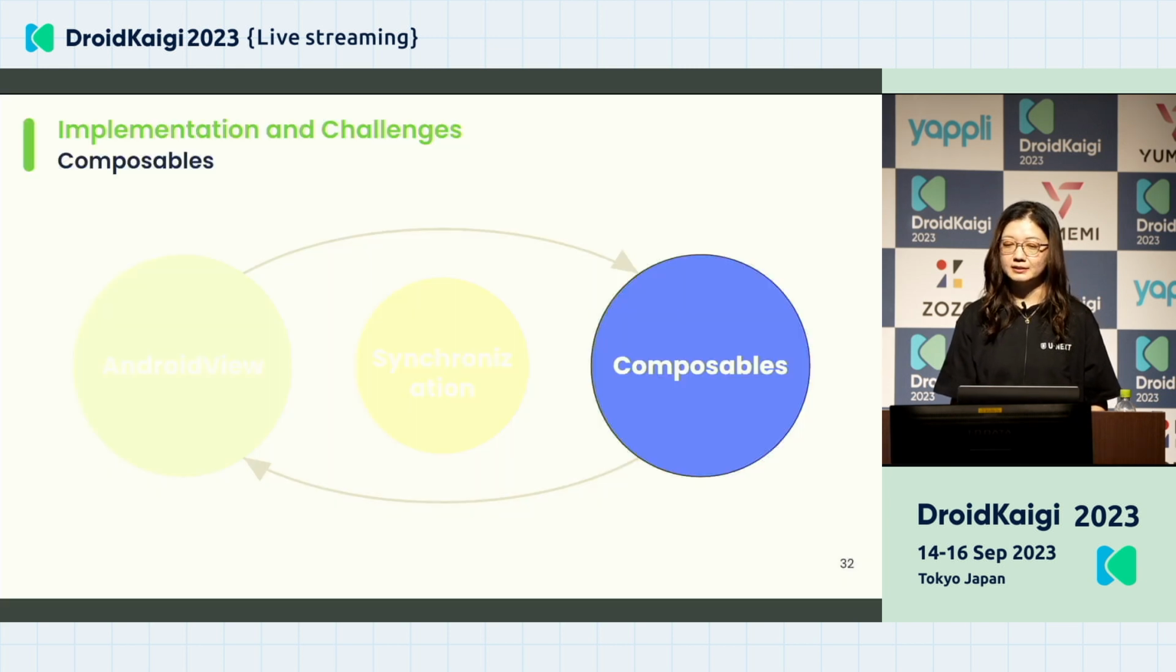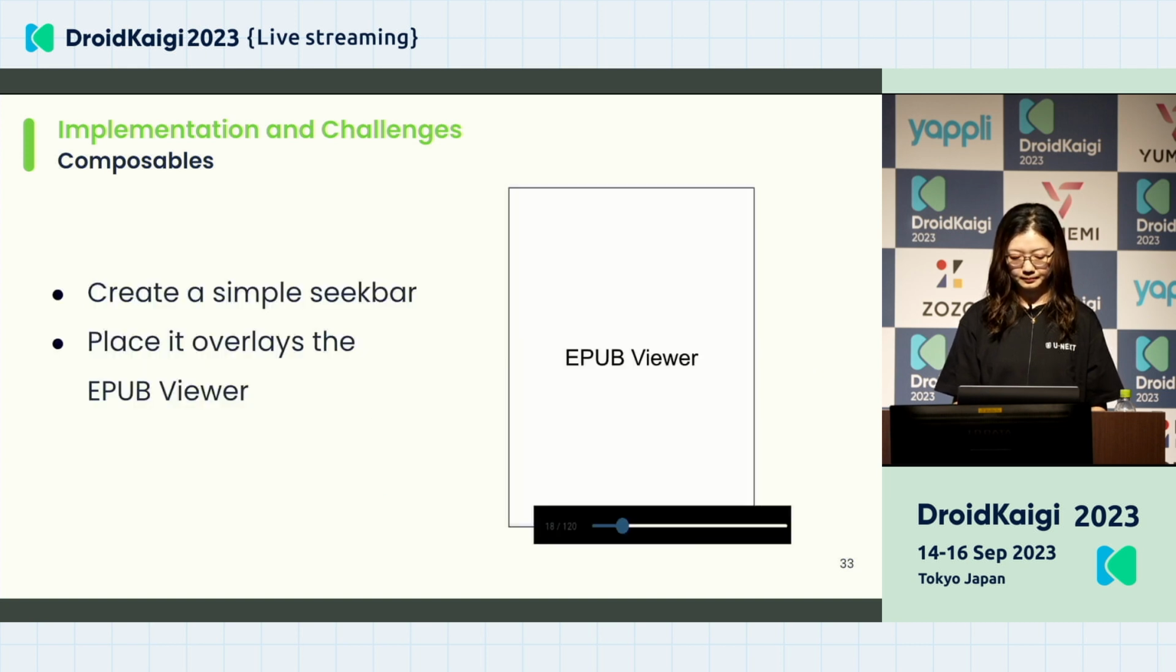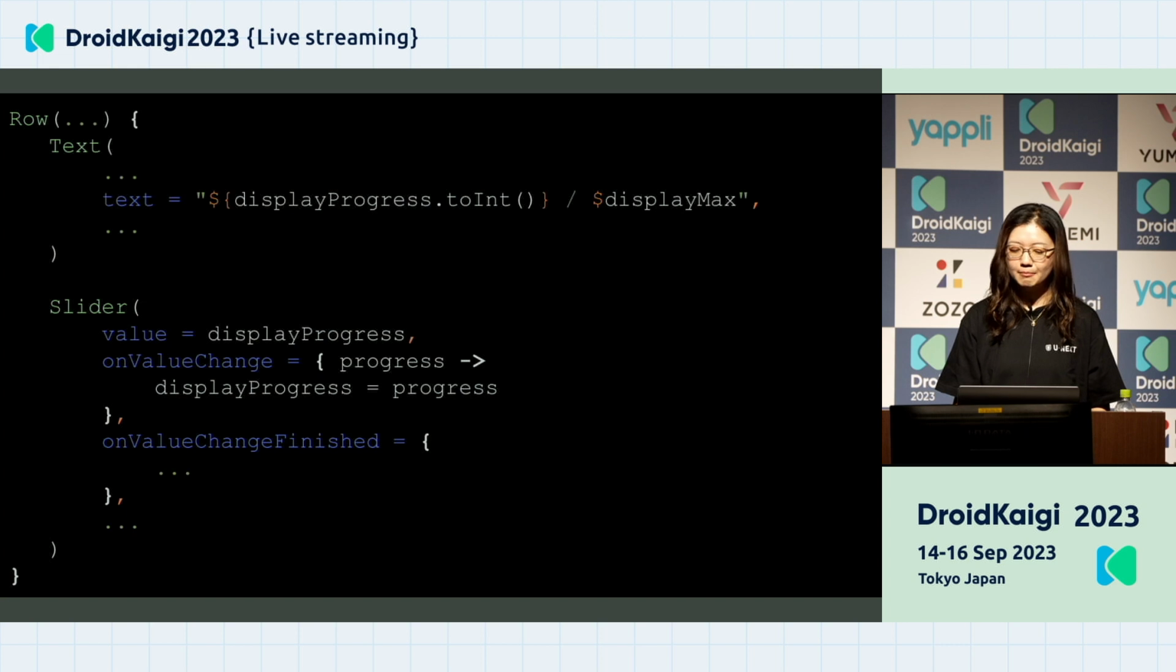Then let's talk about other composables. For a simple example, I want to create a very simple sidebar composable that overlays the Epub Viewer. The composable code is quite straightforward, so I'll present the entire code for you guys to have a quick overview.